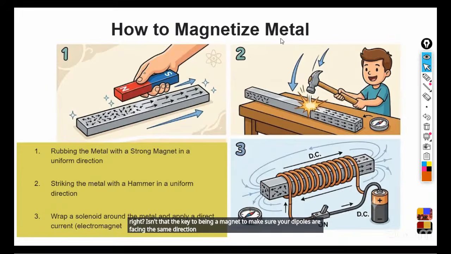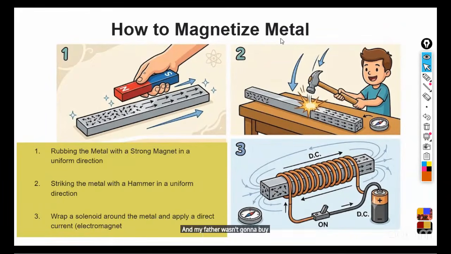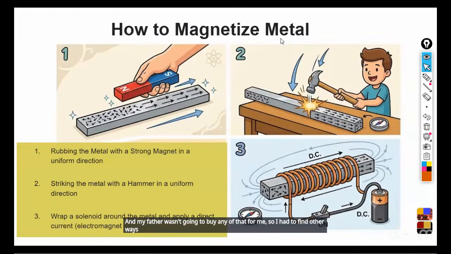Now, there are three ways. When I was small, I used to do all of this as experiments at home for fun. Because back then, I didn't have a PS2, I didn't have PlayStation, I didn't have an Xbox, and my father wasn't going to buy any of that for me. So I had to find other ways to entertain myself. One of the favorite things me and my brothers used to like to do was create magnets or make magnets.